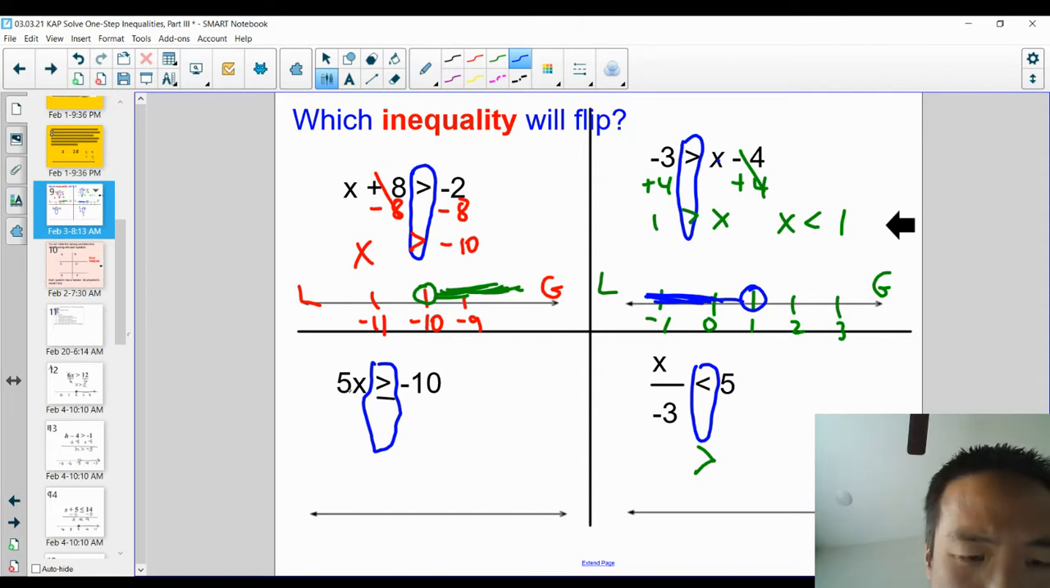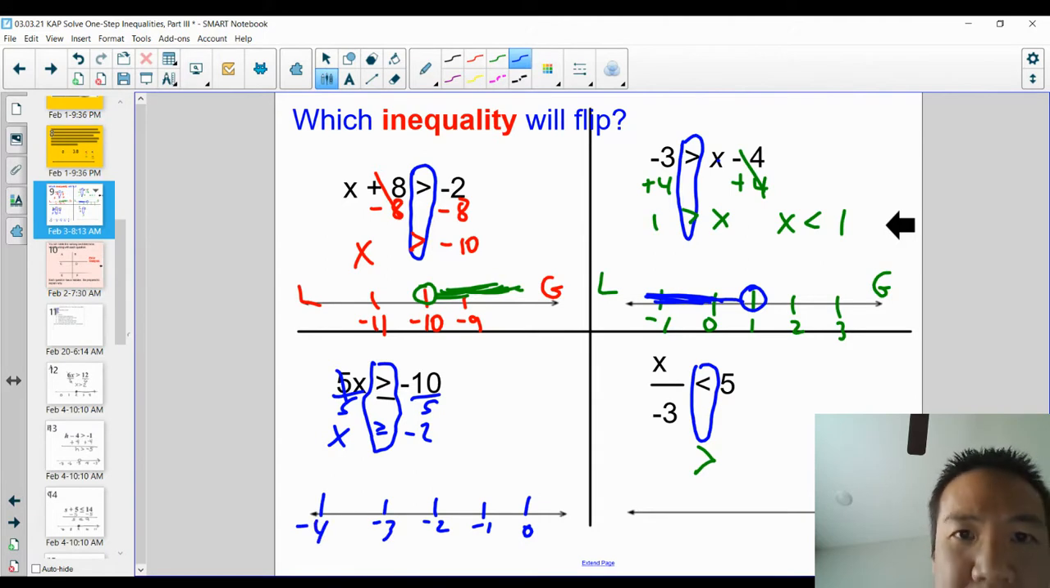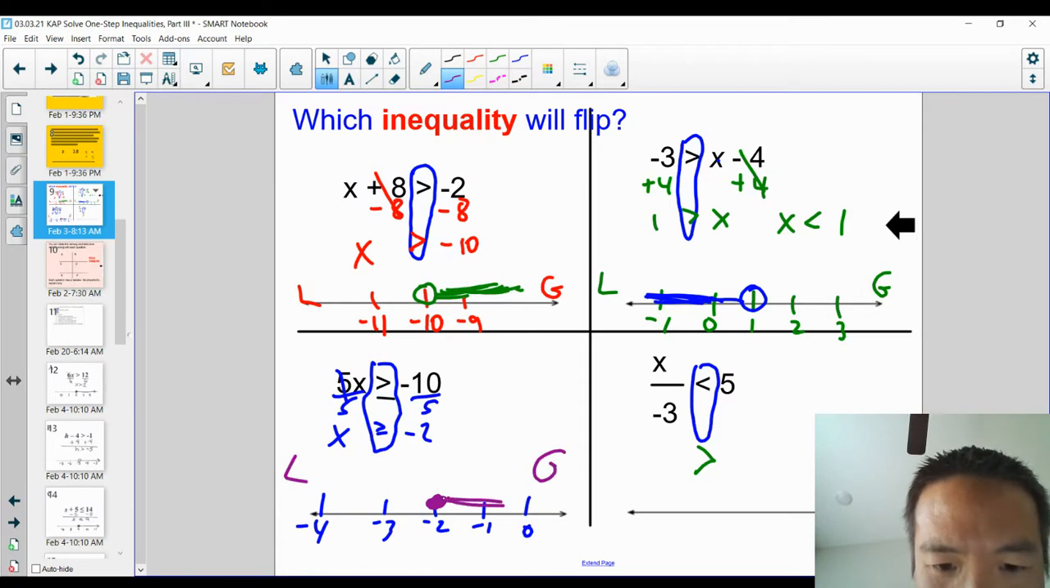Next one. To undo a multiply, I divide both sides by 5. Cancel. X is greater than or equal to negative 2. So there's negative 2, negative 1, 0, negative 3, negative 4. So in here, x is greater than or equal to negative 2, so it's a closed dot. Remember, a number line goes from least to greatest, so go to the side.